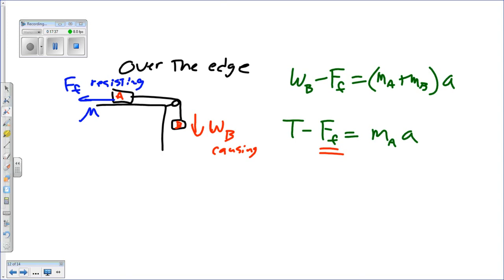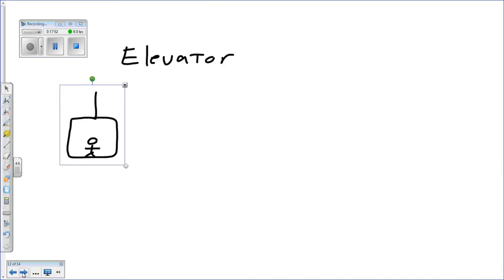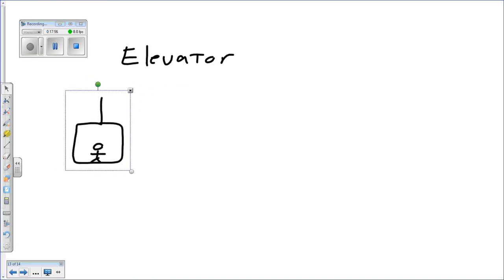Remember, it is friction that's resisting the motion, not the weight of object A. The weight of object A is only important in determining the normal force because we use that to calculate the force of friction. But the weight of object A does not contribute to the motion in any way other than it helps determine the friction indirectly.